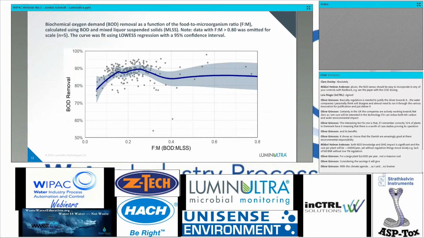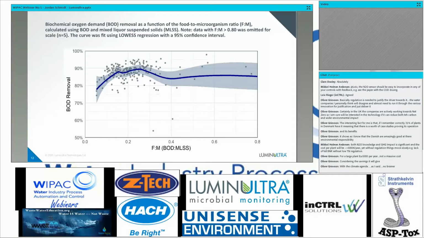So looking at this figure, we have biochemical oxygen demand removal as a function of the F to M ratio calculated using BOD and MLSS. This is the traditional way, or at least one of the traditional ways, of calculating F to M. I know that there are multiple. We did knock off a couple of data points just from the scale, not from the model, that exceeded 0.8.